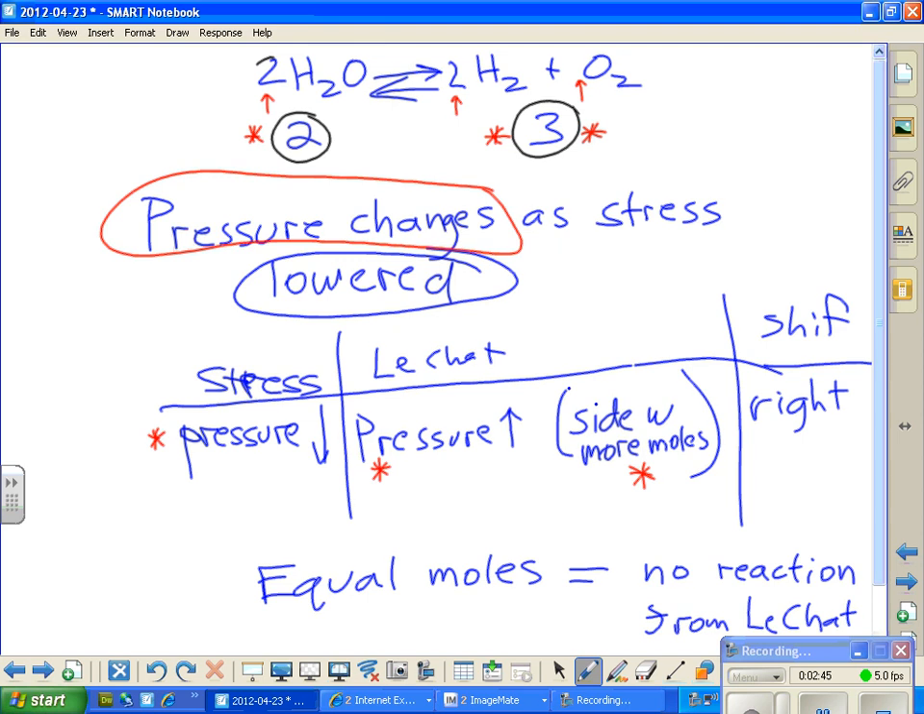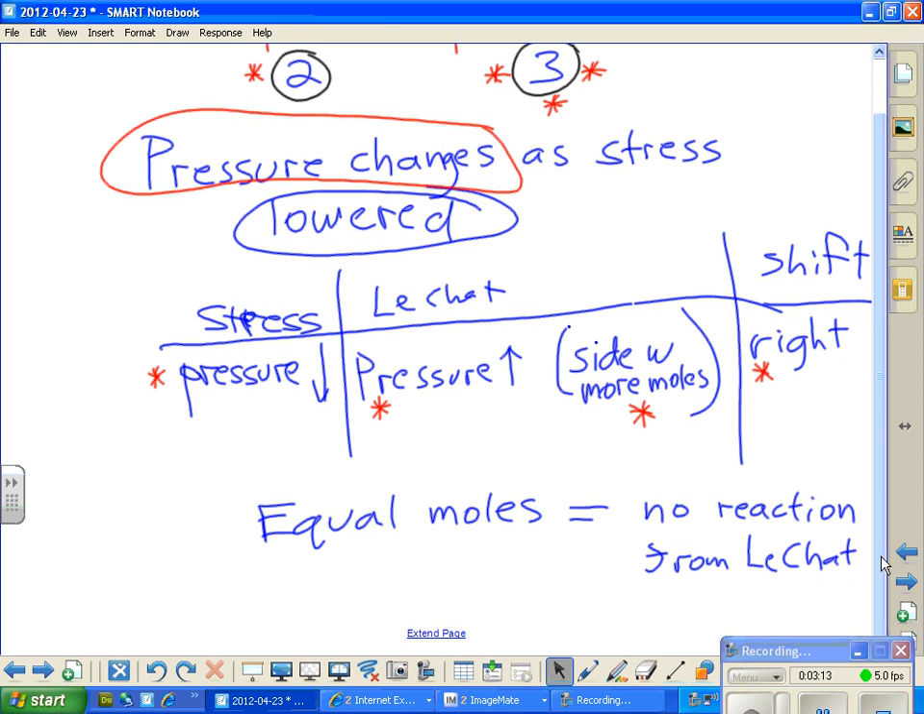And because I have more moles on the right side, that 3 up there tells me that we have 3 on the right and the 2 on the left. So the side with more moles is the right side. And that's going to be the shift. Okay? Shift. Now it's good for posterity and forevermore. And that will be what's on the left.